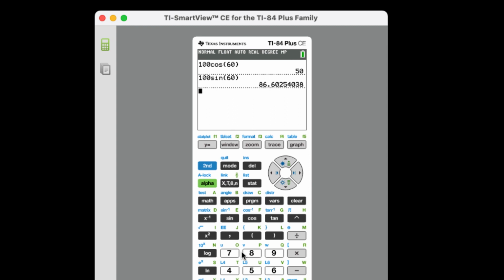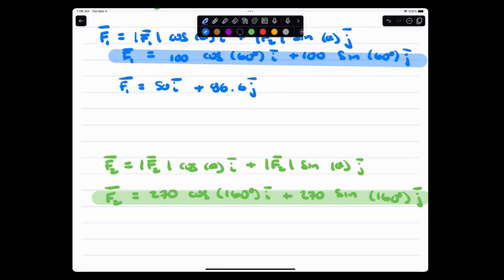So the blue vector, the first vector, F1, is 50i plus 86.6j. Okay, so there it is. Here's the F1 vector. Okay, you guys okay with that one?